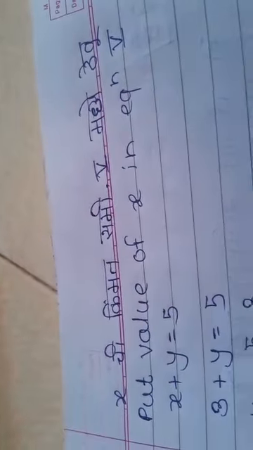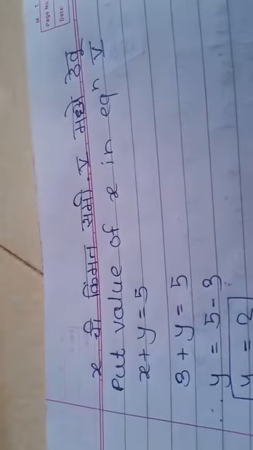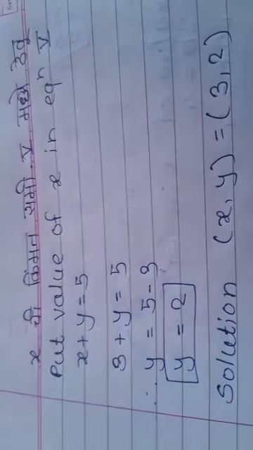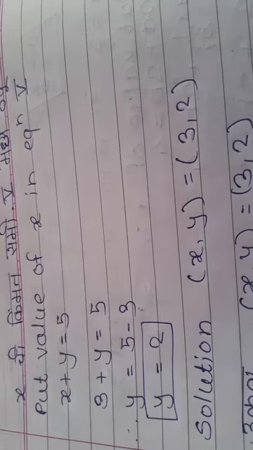Put this value of x in equation 5. x plus y is equal to 5. 3 plus y is equal to 5. y is equal to 5 minus 3. y is equal to 2. The solution of given equation is (x, y) is equal to (3, 2).